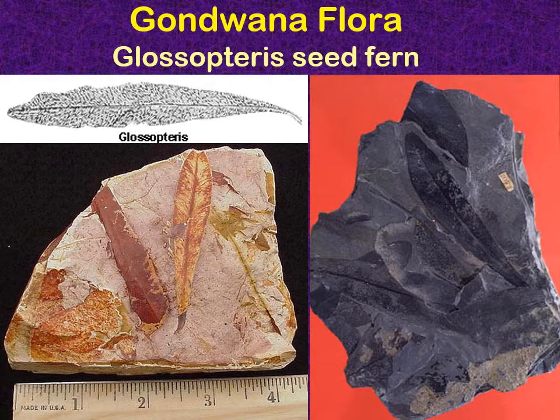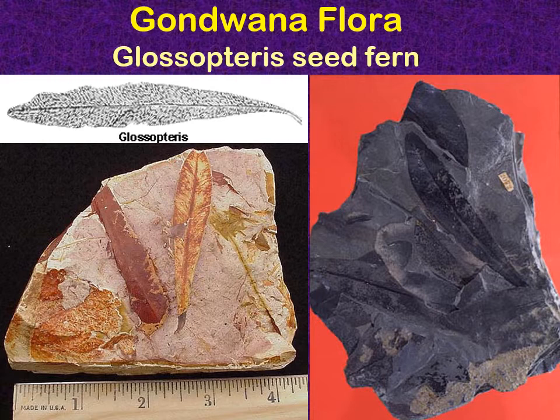For plants, the Glossopteris seed fern is incredibly abundant. There's dozens and dozens of species of what we call this tongue leaf. I always thought they looked more like feathers, but Glossopteris actually means tongue leaf. Apparently, to some people, they look like a tongue. But these are a seed fern. So it was a fern that produced seeds, which is kind of strange. Most ferns reproduce with spores.